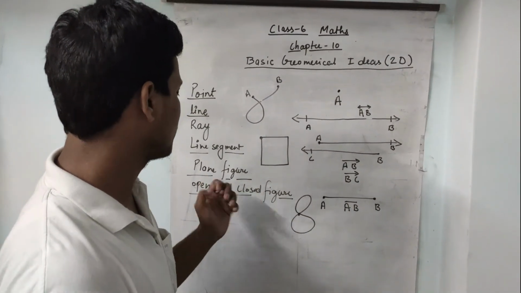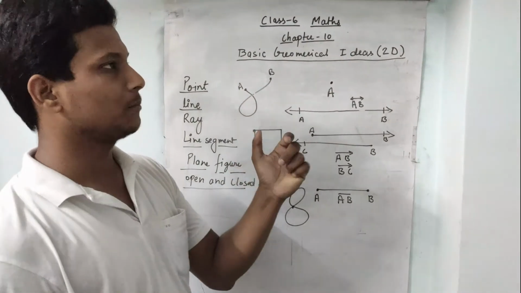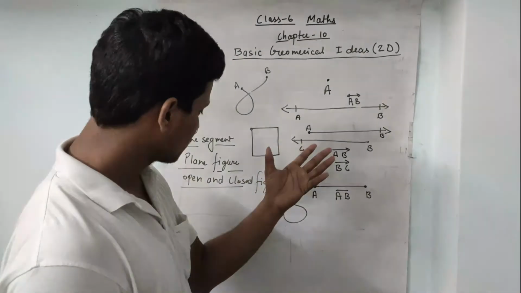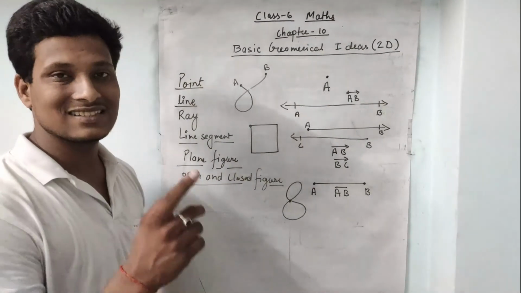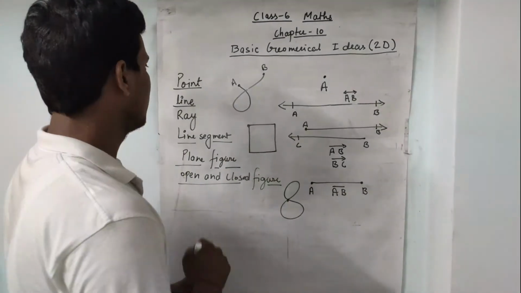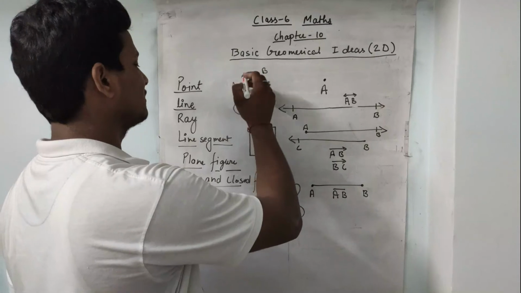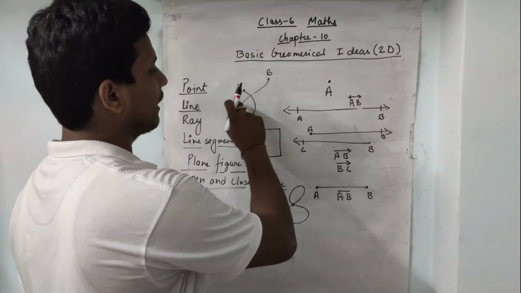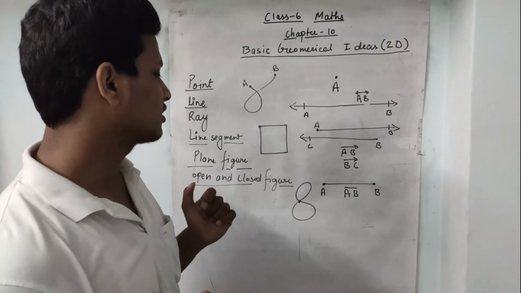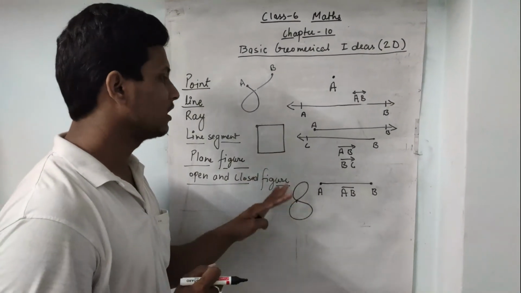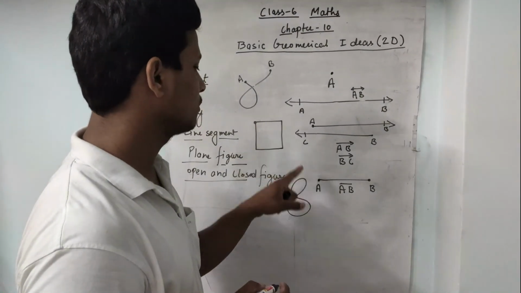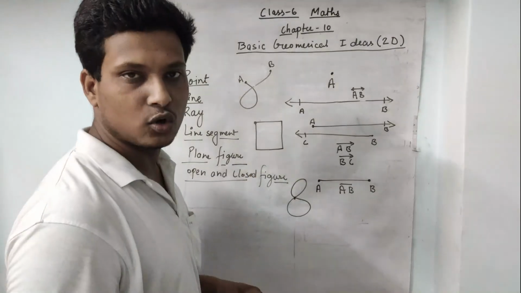Next is a plane figure. A figure that can be drawn with the help of horizontal and vertical lines, that is called a plane figure, like we have drawn this figure. Okay. Next, open figure. A figure that starts and ends with different points is called an open figure, like A and B. These are the two different points. It starts from A and ends at B. That is called an open figure. Okay. Next is closed figure. Closed figure is a figure which starts and ends with the same point, like that. This is a closed figure. Okay. These two are the closed figures.